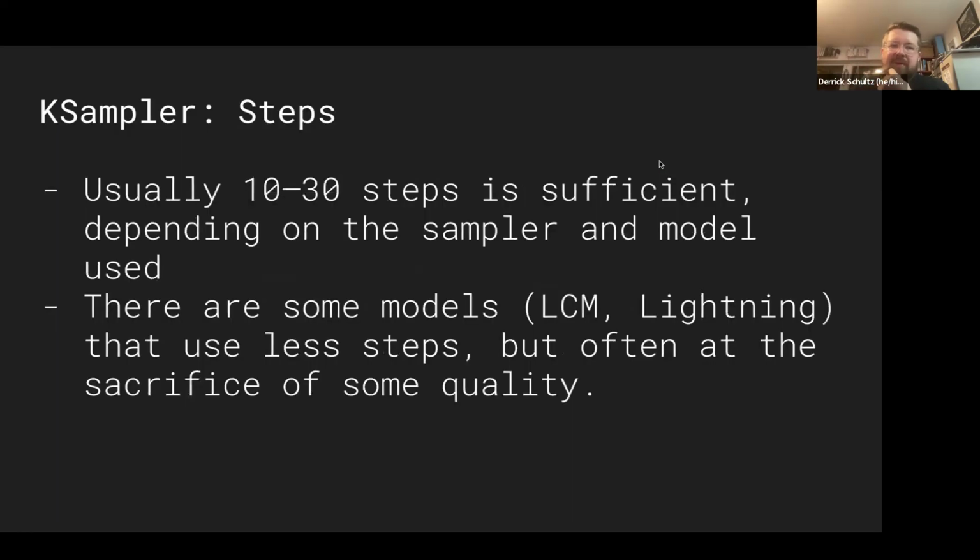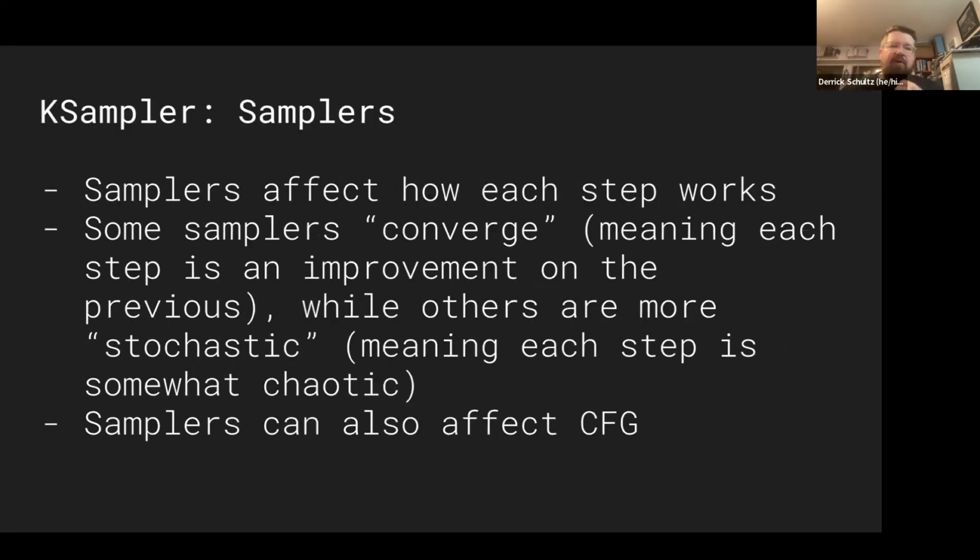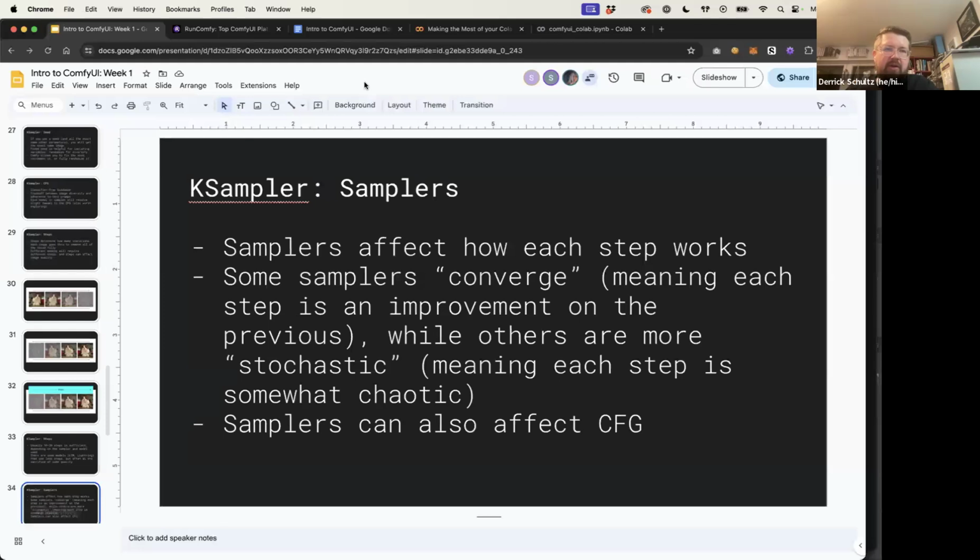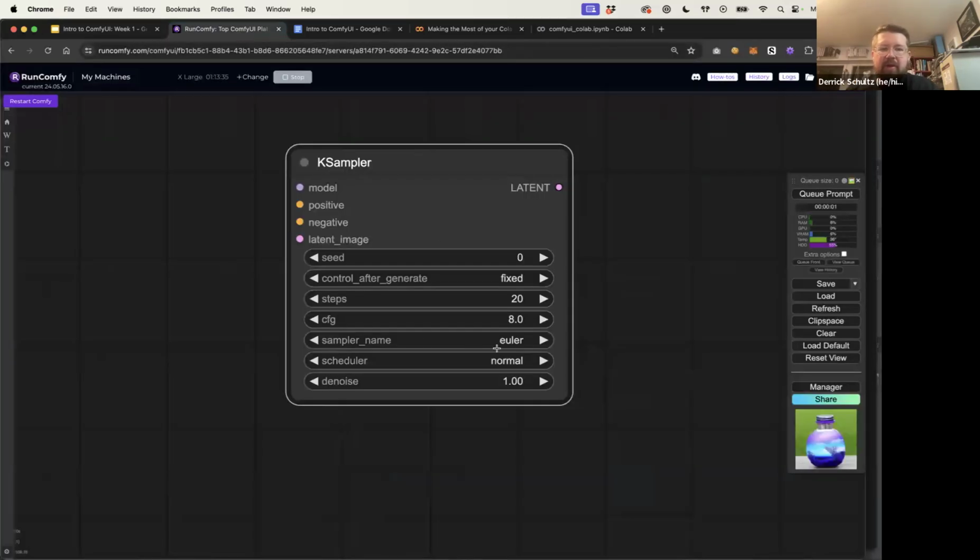We talked about steps already, so let's talk about samplers. If we look inside of RunComfy, you'll see there's now a thing called sampler name. So CFG score, again, 8 tends to be the default that people start at. Sometimes you lower it, sometimes you make it higher. It's a bit of a guessing game, to be honest. But samplers are a really interesting thing.